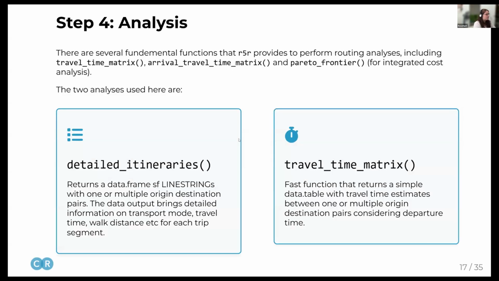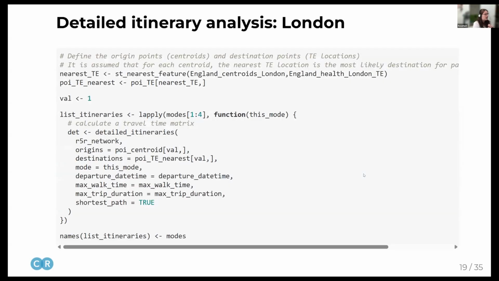So once you've got your R5R network, there's lots of different things you can do with it, including doing things by arrival time. There is some integrated cost analysis, which I haven't looked at particularly, but it's worth looking at the individual functions in this package. The two we're going to be demonstrating are detailed itineraries and travel time matrix.